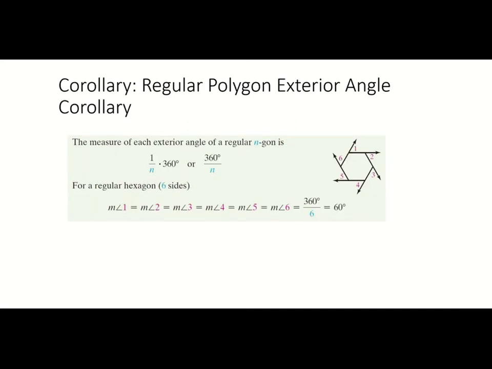Now, the corollary to that is if you have a regular polygon with an exterior angle, remember, in regular polygons all the angles are the same, so we can find the measure of each exterior angle. Just take 360 and divide it by the number of sides.